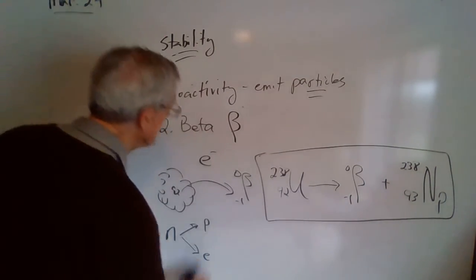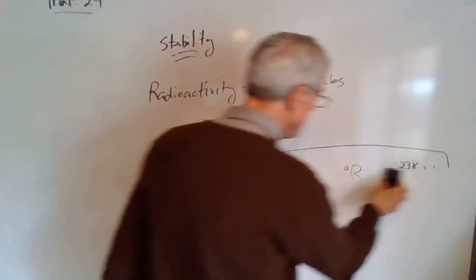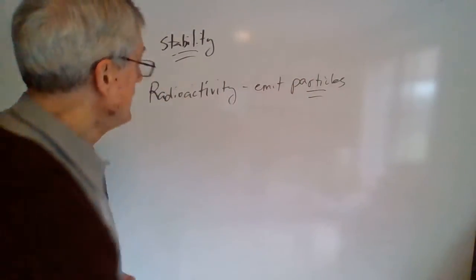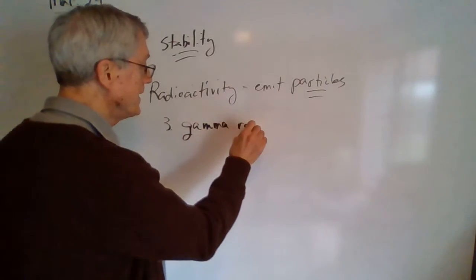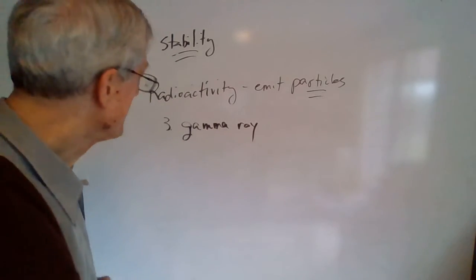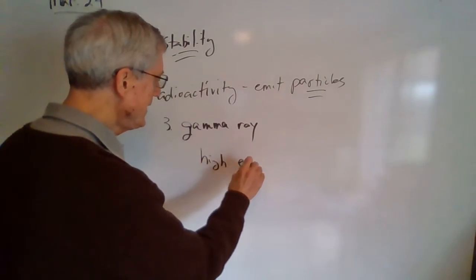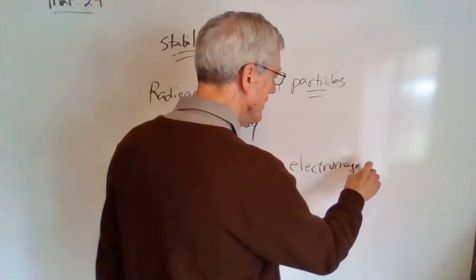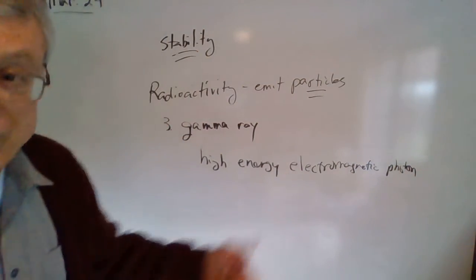The third type of particle is the gamma ray. Now, all of these can be called rays or they can all be called particles because they're both. But this is number 3, the gamma. And I like to write gamma ray just because it is the electromagnetic wave. But realize this is photons, which we've talked about. All right, the gamma ray is a very high energy electromagnetic photon or photons.